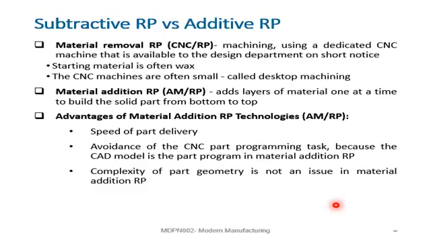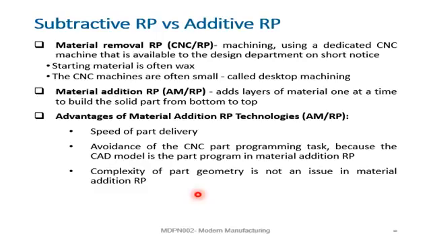But in additive manufacturing, as we mentioned, we add material layer by layer, one at a time, to build the solid part from bottom to top. As a matter of fact, this gives us more advantage than CNC rapid prototyping. Here, the speed of producing the part is very quick. I don't need to build a whole program to create the CNC part. Avoiding the CNC part programming task is a very important issue, because the CAD model that we created for the part is what we need in additive manufacturing.